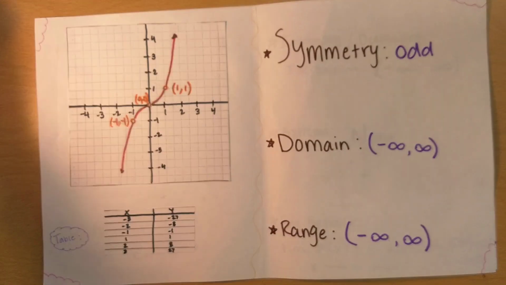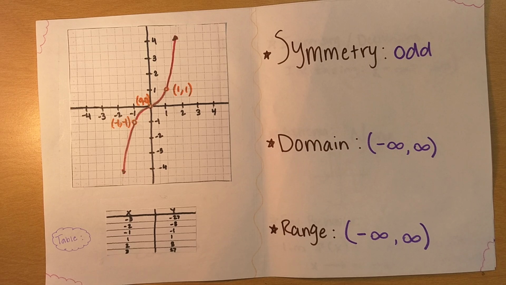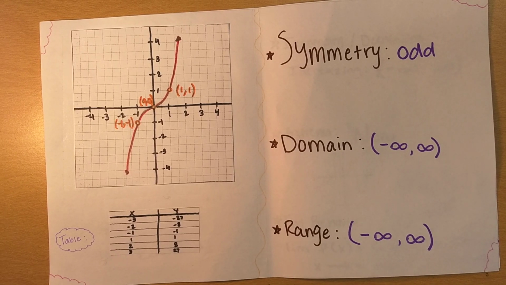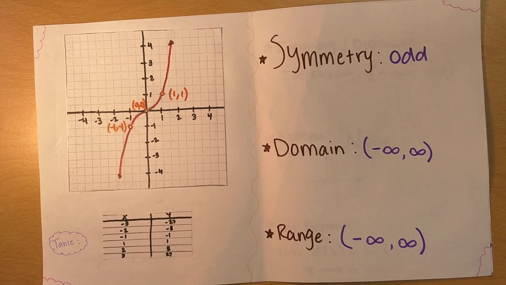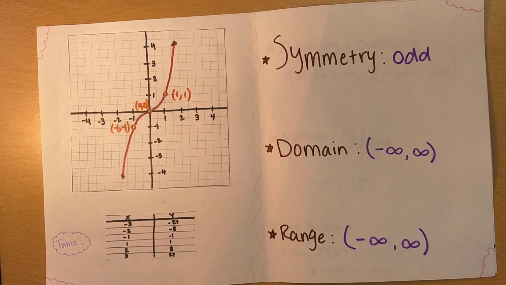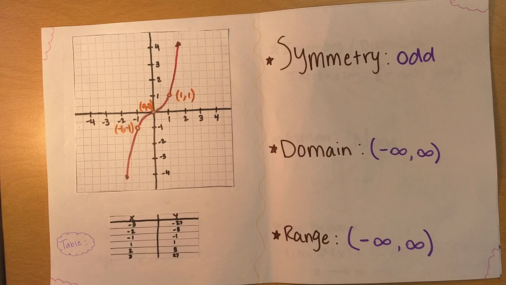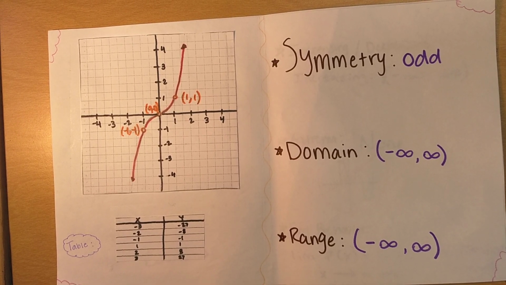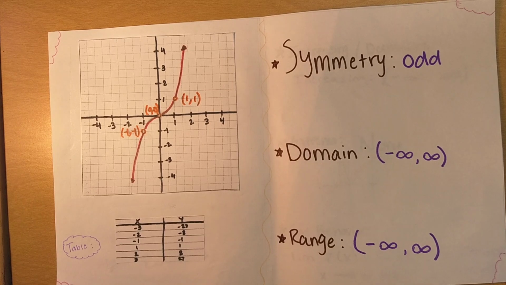I'm Shahir. Here's a graph of y equals x cubed. There are points at (-1, -1), (0, 0), and (1, 1). The symmetry of a cubic function is odd because, as you can see, it is symmetrical with respect to the origin. What that means is we can flip it over the x-axis and the y-axis, and it will be symmetrical with its other half.